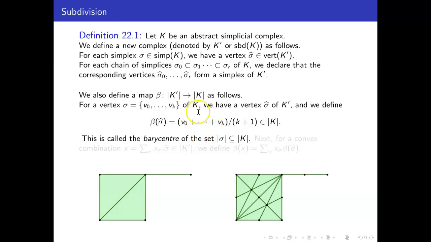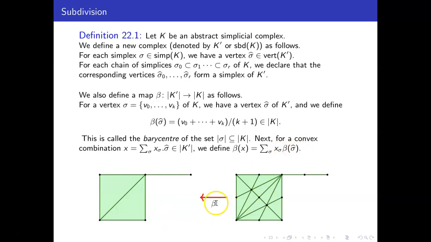Okay, so that tells us what this map beta does on the vertices of K prime. But an arbitrary point in the geometric realization of K prime isn't just a vertex, it's some convex combination of vertices. It'll be some combination like this, sum of x sigma times sigma hat, where the x sigmas are non-negative real numbers adding up to 1. And in that situation, we just extend the definition of beta in the obvious way. Beta of this x is just the sum of the coefficients x sigma times these barycenters beta sigma hat.